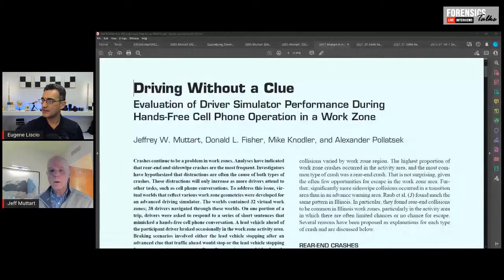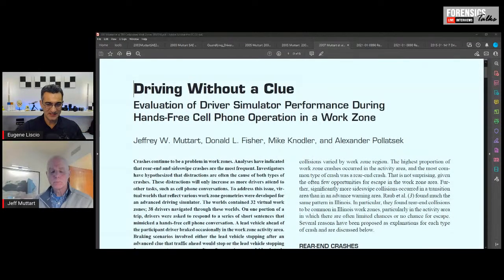So one here, I thought this was a pretty good paper, driving without a clue. And so this one had to do with a simulation. So you were doing like a simulation where people were given some kind of a task, like maybe they were asked some short sentences or something like that, and they had to have like a hands-free call. But can you tell me about how you simulated this particular event, or for the study?